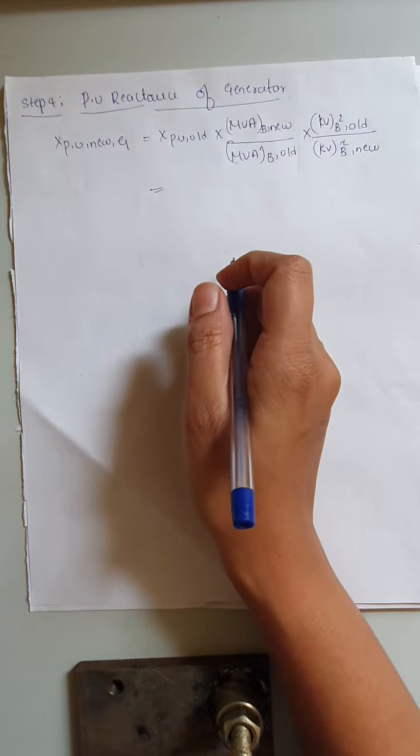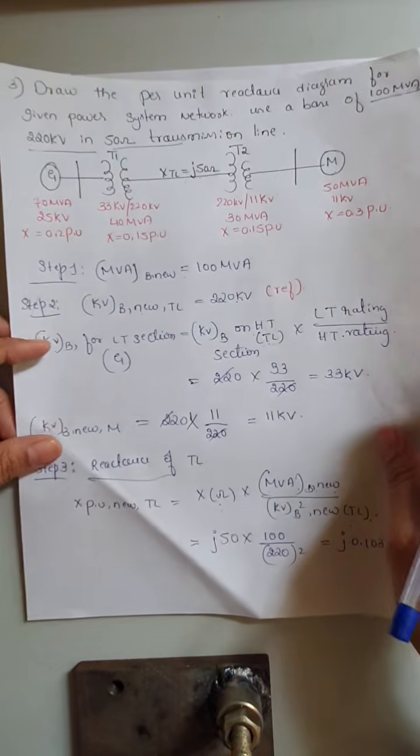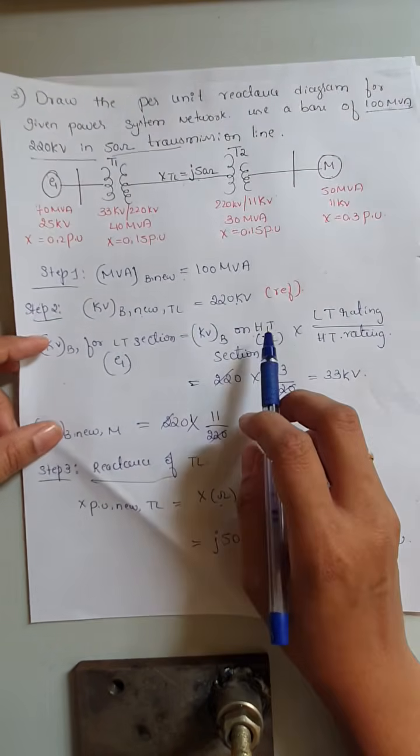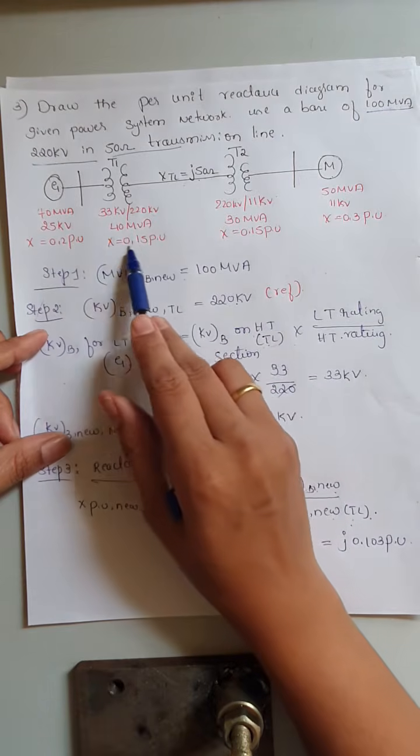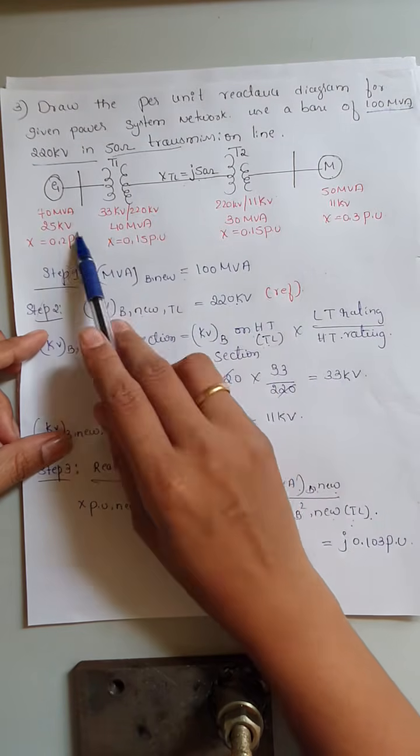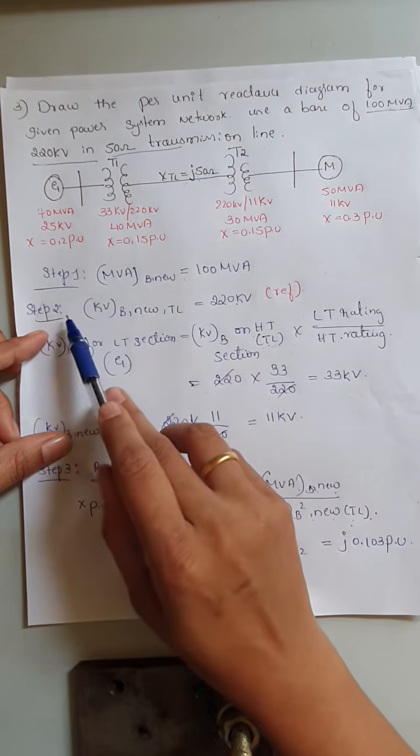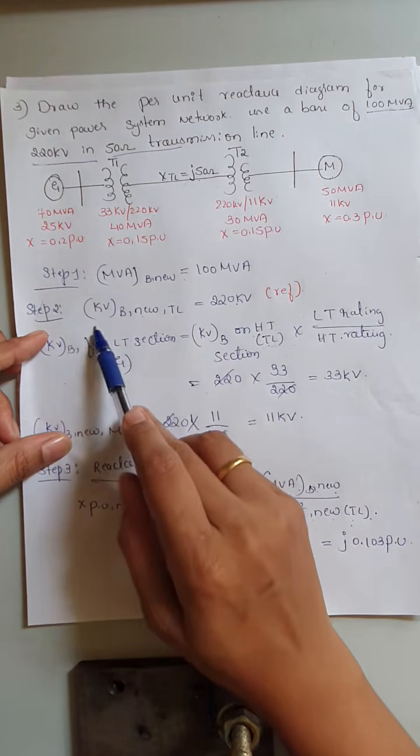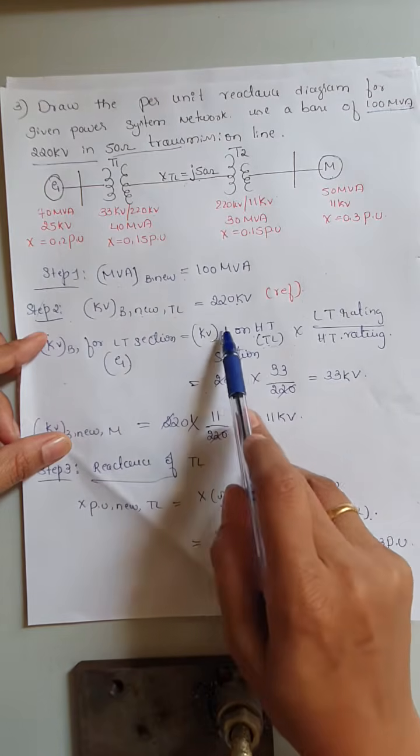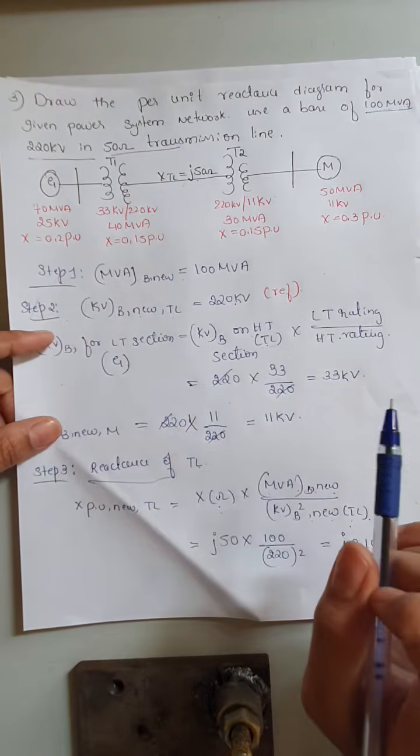Now look at the given data. Since you already know what the old value and what the new value are: the old value is nothing but the given data in the problem. So these are all the old values. The new value is nothing but the step 1 and step 2 values. Step 1, step 2 are the new values. Accordingly we will substitute the values for X per unit.